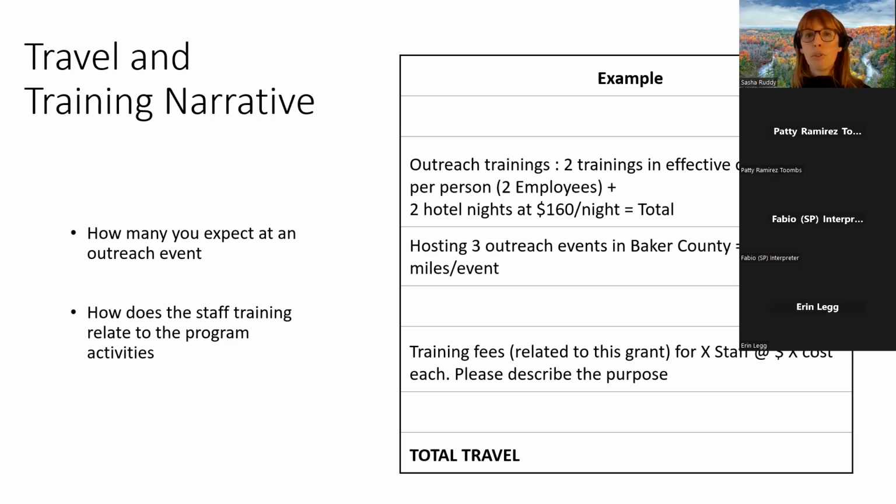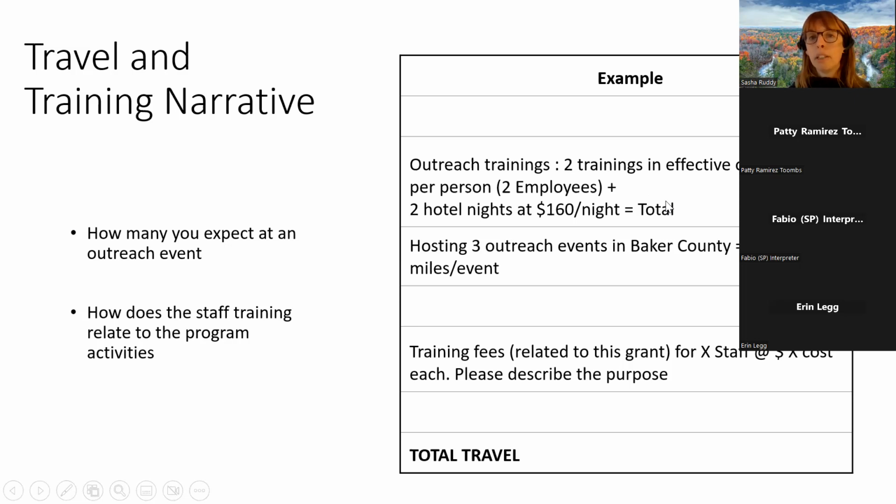So in the outreach training, in the example within the table, we can see that there are 2 trainings that this organization would like to take place. For effective outreach, we see that it's $60 per person for 2 employees, and there's 2 hotel nights stay. And we see that the hotel nights are $60 a piece. So now from that, we can get a total.